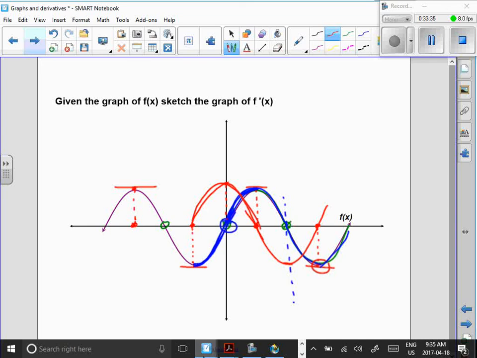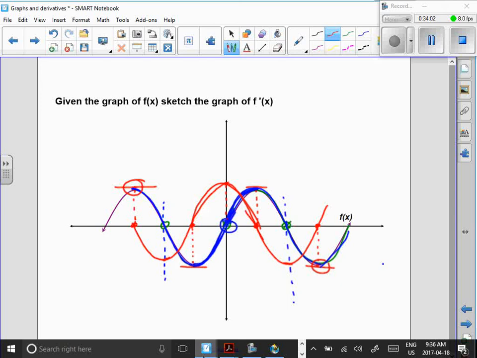On this next interval, going backwards again, the slope of the tangent is negative. It reaches its maximum negativeness right there, and then heads back to 0. Now the slope of the tangent is getting less negative and headed back to 0 right here.